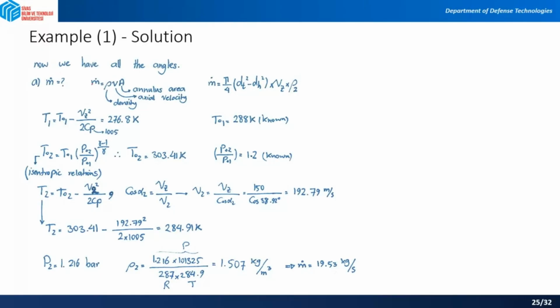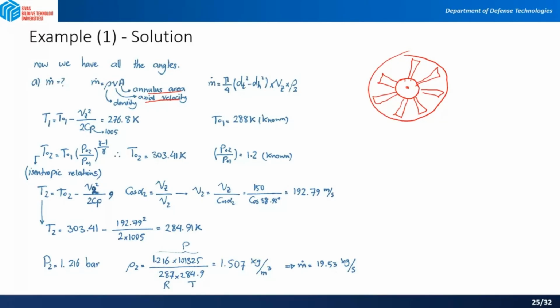First, let's just calculate the mass flow rate. Mass flow rate, as we know, is rho V A, which is density times axial velocity times annulus area. What is the annulus area? If you look at the compressor, and these are the blades, right? These are the blades that are rotating.